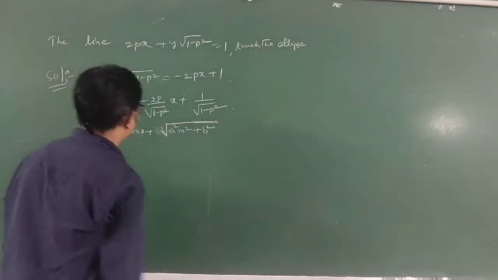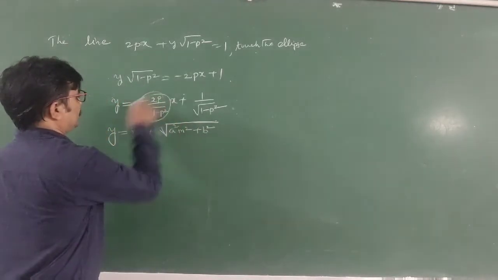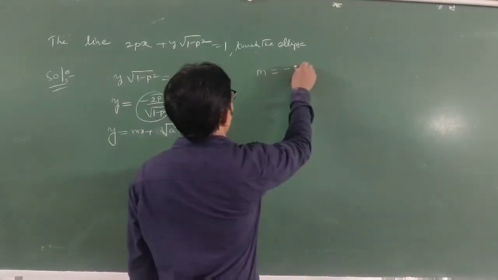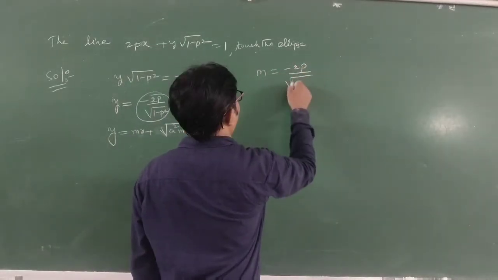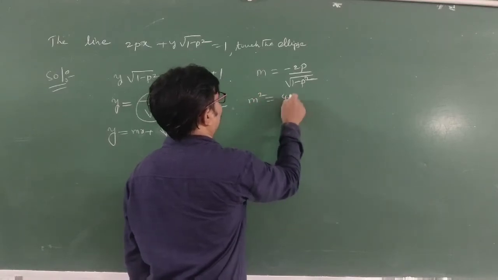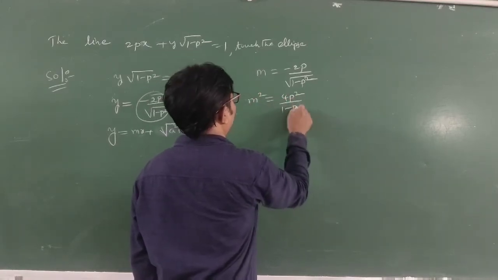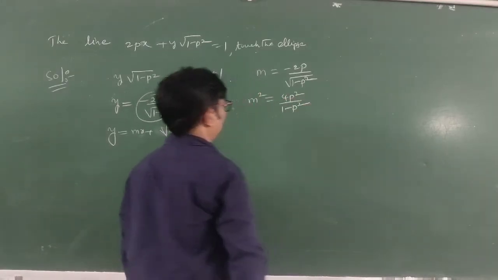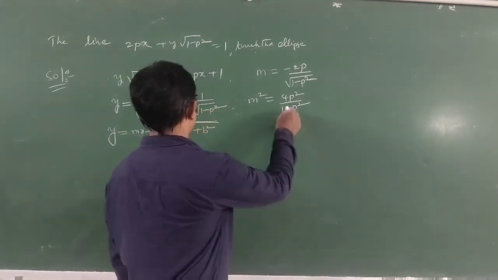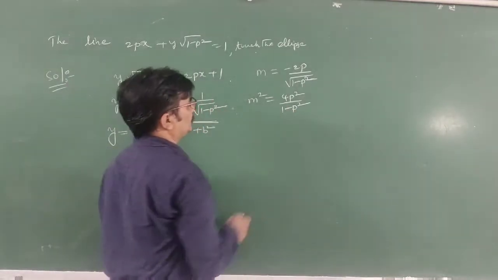Okay students, now first we have to compare this one. My dear students, m equal to minus 2p by root of 1 minus p square. That is m square equal to 4p square by 1 minus p square. Now students, what we observe? So this is p square.